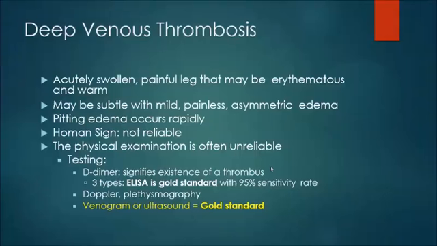Pitting edema occurs rapidly. So basically, the Homan sign or any type of physical exam is often unreliable to rule out DVT. So you'll need to get further testing done. Different types of tests that we can do are the D-dimer, which signifies existence of a thrombus. The gold standard for the D-dimer is the ELISA, and that has a 95% sensitivity rate. Doppler or plethysmography are other modalities that you can use, but the gold standard used to be venogram and now it's ultrasound. So that's the gold standard.